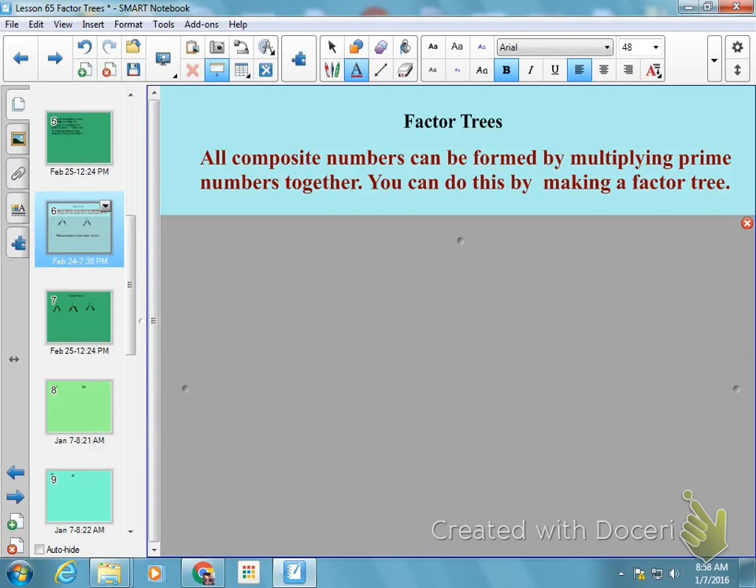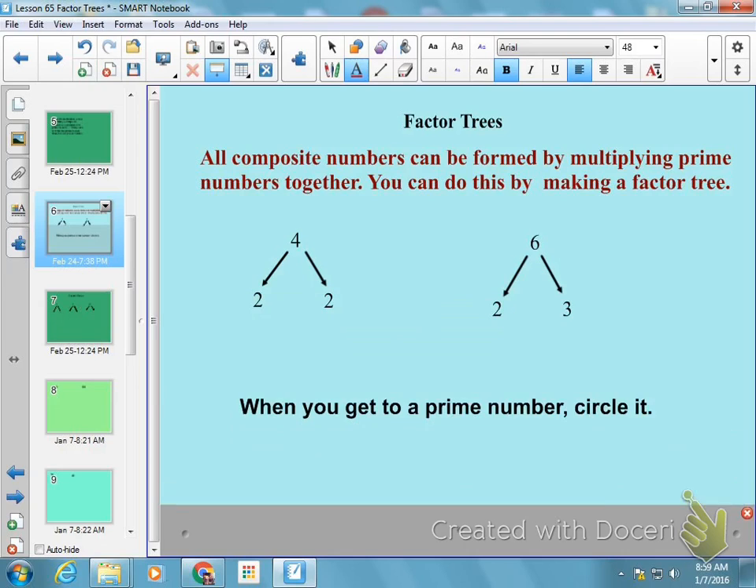So you've just written down the definition of prime factorization, and we're going to be recording our prime factors using prime factorization for what we find from a factor tree. So all composite numbers can be formed by multiplying prime numbers together. You can do this by making a factor tree. So here, we're going to make some factor trees.